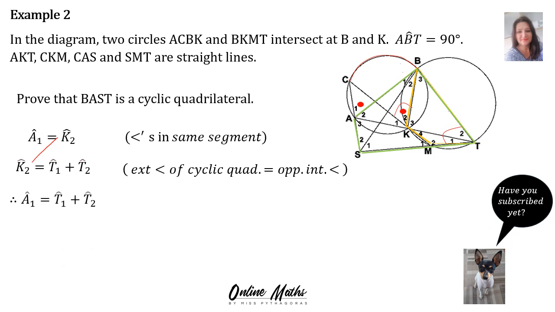So therefore we can say that A1 is equal to T1 plus T2, which in fact results in BAST being a cyclic quad, because the exterior angle, which is A1, is equal to the opposite interior angle, which is angle T.